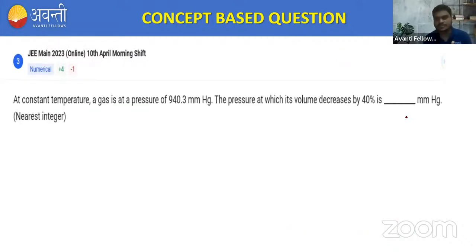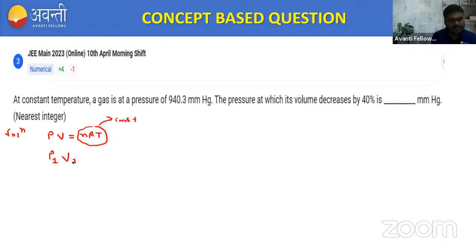Now, do this question. At a constant temperature, a gas is at a pressure of 940.3 mm of Hg. The pressure at which the volume decreased by 40% is. So at the constant temperature, the condition is given. So in this, we are going to use the Boyle's law, right? Because in Boyle's law, temperature is constant. So for the Boyle's law, we know that PV is equal to nRT. nR is already constant. This T is also constant. So this whole term becomes constant. So we can say that PV is equal to constant. So we can write as P1V1 is equal to P2V2. Okay? According to the Boyle's law.